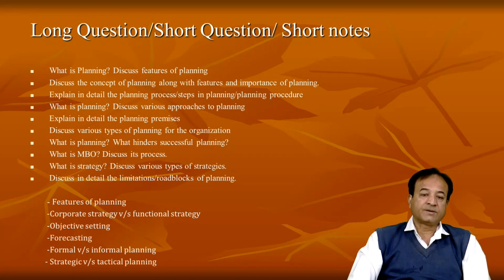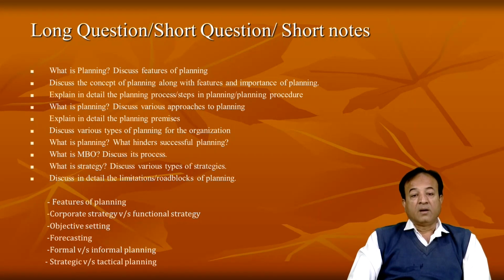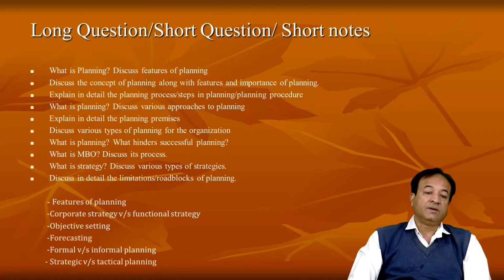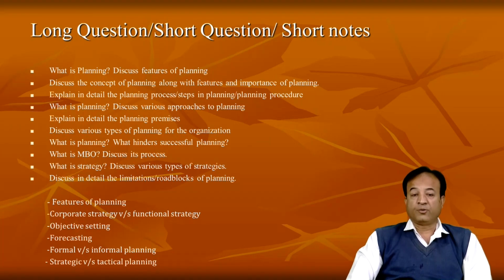What is planning? Discuss weaknesses and various approaches of planning. Explain in detail the planning process. Discuss various types of planning for the organization. What is planning? What is needed for successful planning? What is MBO? Discuss its process. What is strategy? Discuss various types of strategies and discuss in detail the limitations and roadblocks of planning. These can be asked as long questions.